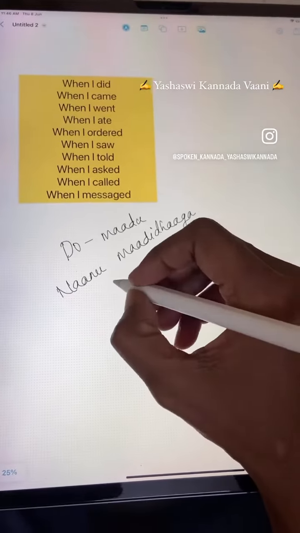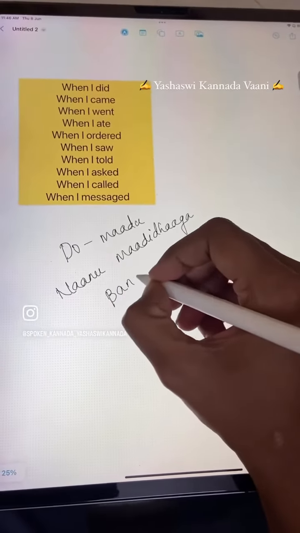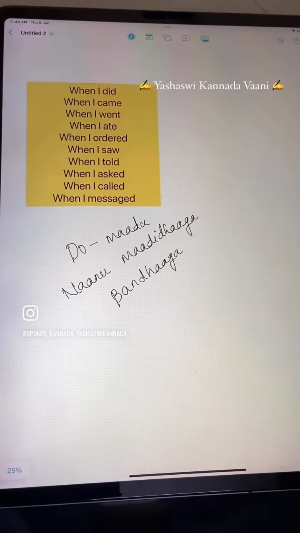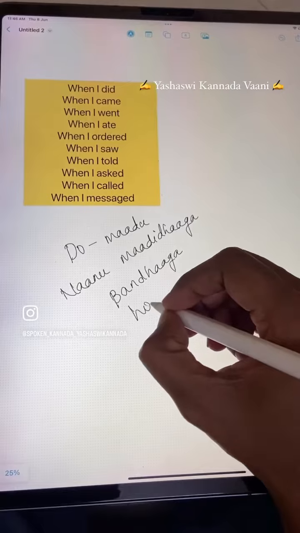The next is ಬಂದಾಗ, which is I came, when I came. ನಾನು ನಿನ್ನ ಮನೆಗೆ ಬಂದಾಗ, when I came to your home. When I went there, ನಾನು ಅಲ್ಲಿ ಹೋದಾಗ.